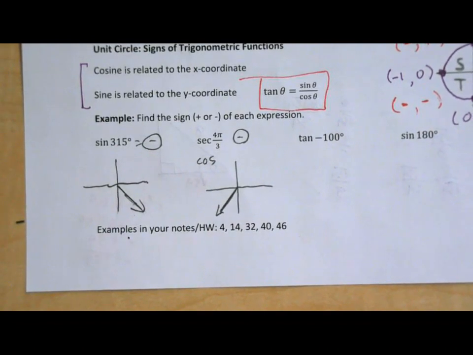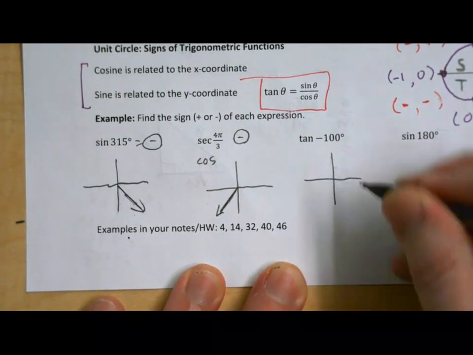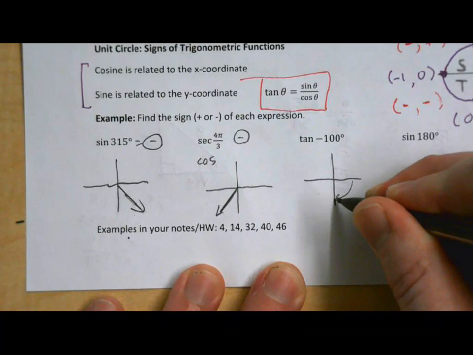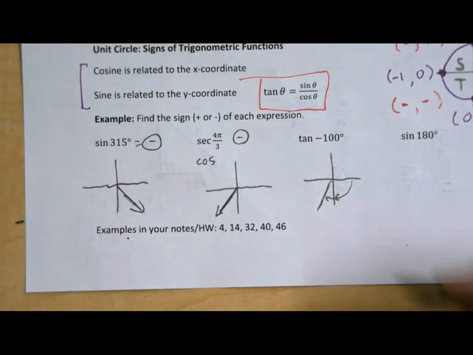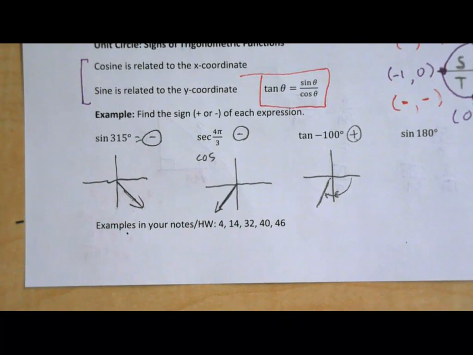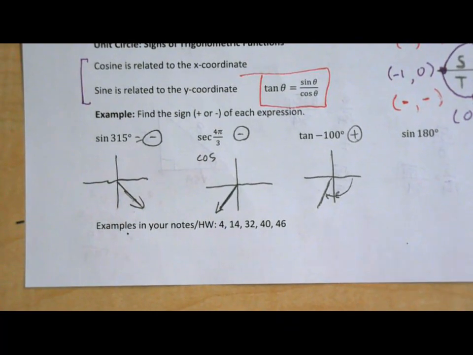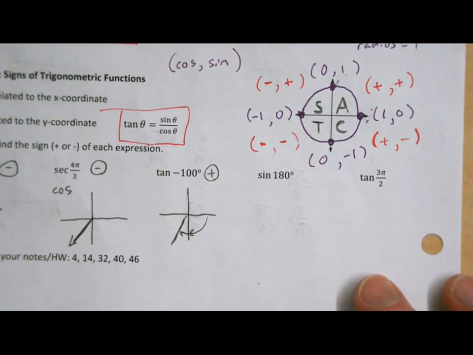Ooh, look at this one. Tangent of negative 100? Where's negative 100? Here's negative 90 plus another 10, so it's going to be in that third quadrant as well. Tangent's positive in that quadrant. Heck yeah. These last two are trick problems. Sine of 180. It's not positive, it's not negative, it's the thing in between.